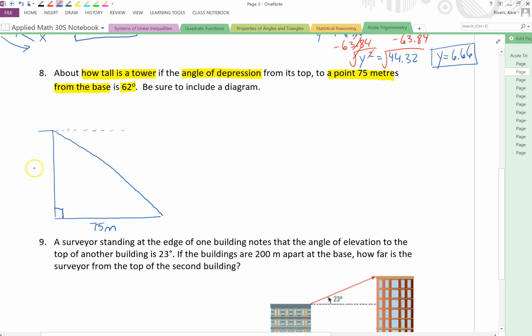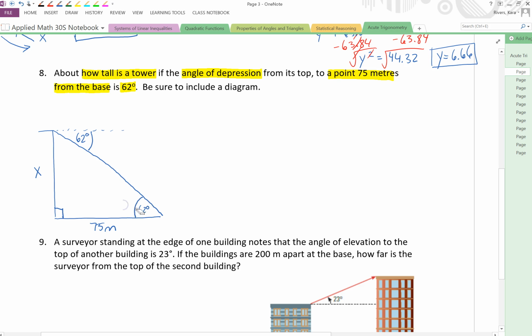We want to know how tall the tower is, and that angle of depression is out here at 62 degrees. A lot of students put it in here. That's incorrect. Our angle of depression is out here at 62 degrees, which is kind of useless because it's outside of my triangle. However, we know that angle, because of our angles unit, is the same as this angle in here, 62 degrees. So we can actually put it inside.